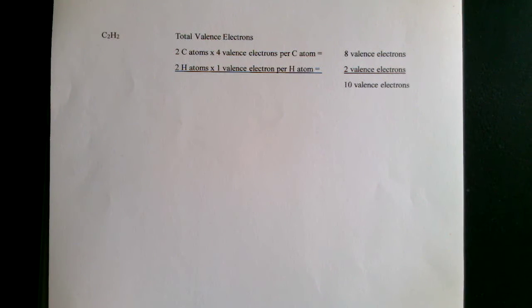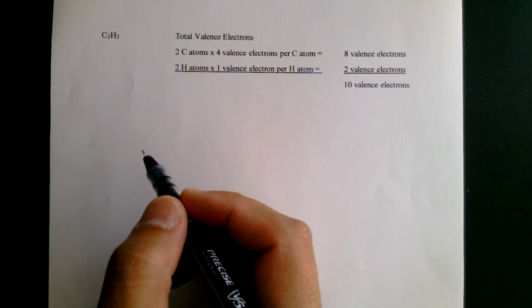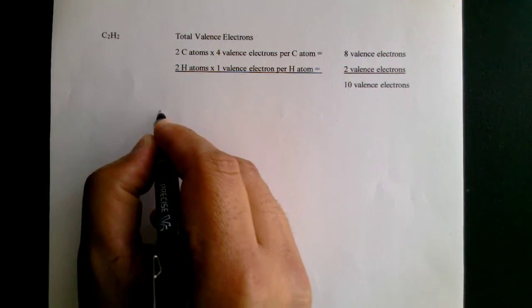Ethyne does not have one central atom. Like we've seen in earlier videos, ethyne has a short 2-carbon chain. So we'll draw the 2 carbon atoms and the connection between them.